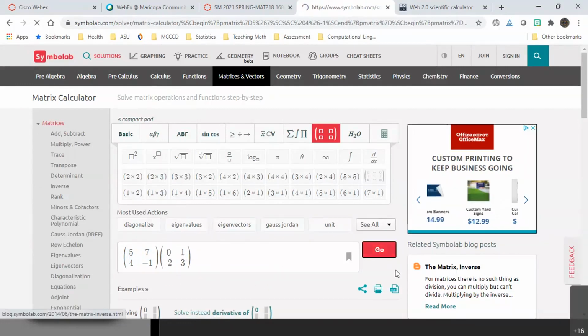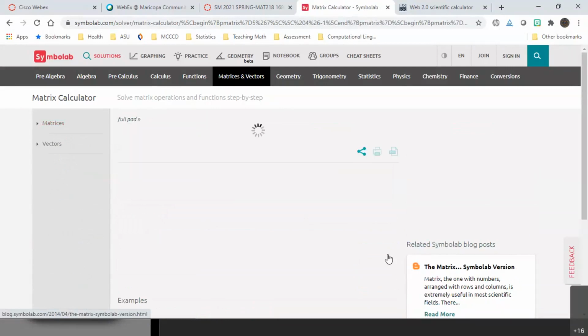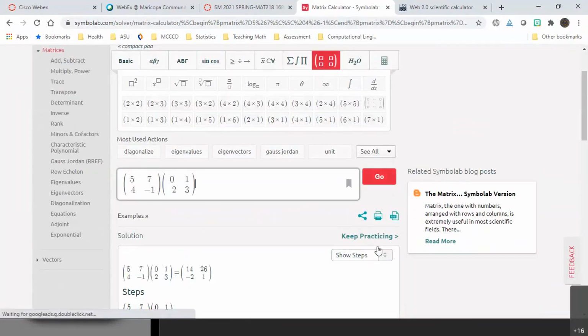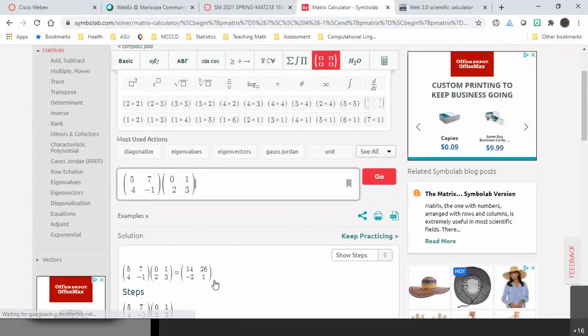And then hit go. And you can see if you look at this, we've got different numbers. Okay, the first one was 4, negative 1, 22, 11. And now I've got 14, 26, negative 2, 1. Okay, so switching the order gave me a different product.